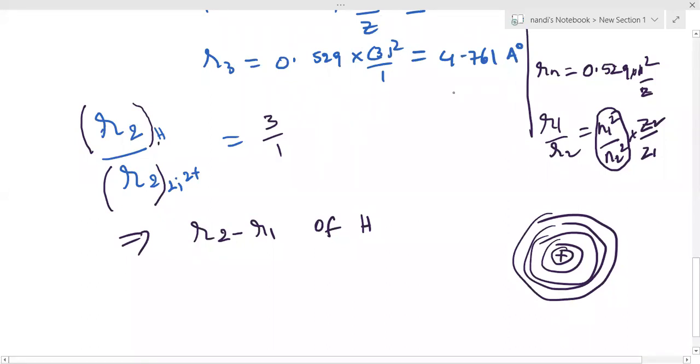What is the difference you are getting? R2 minus R1. Remaining people are not participating. Only a few people are participating. You know that one? Batch, I think so. Your seniors' batch 2 is there.